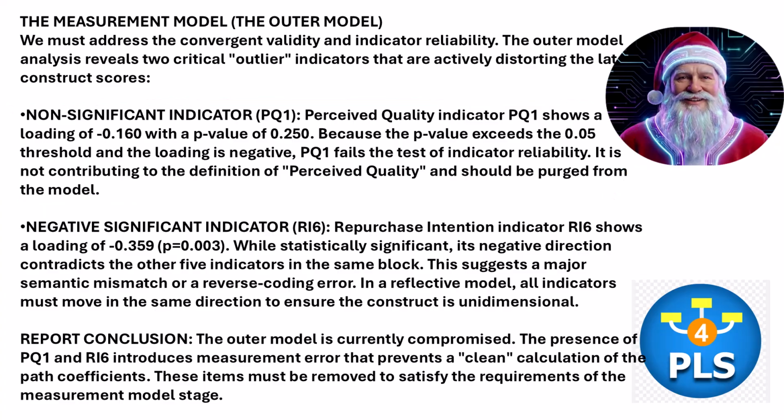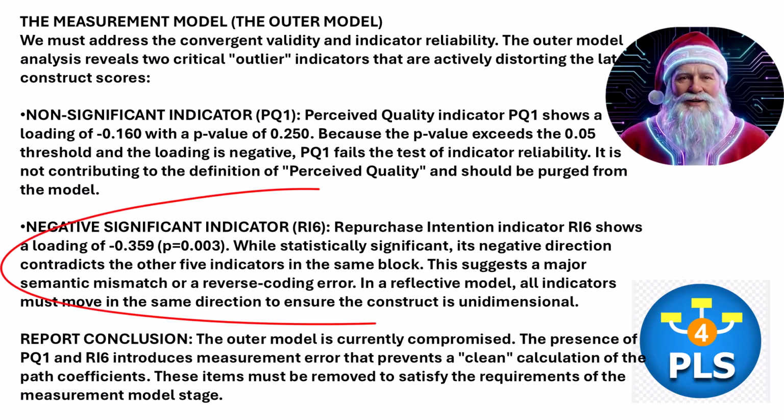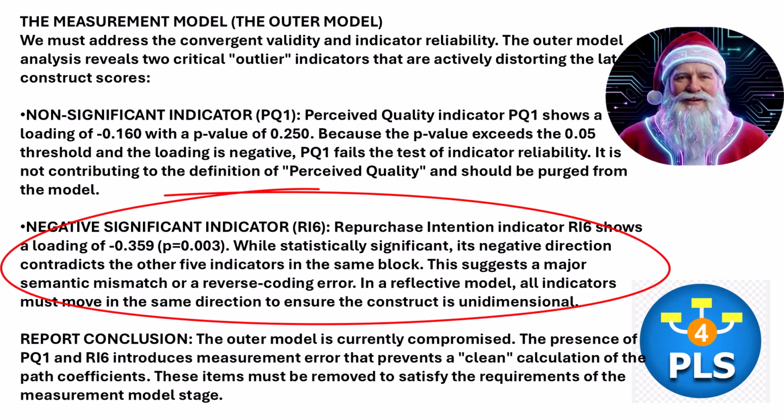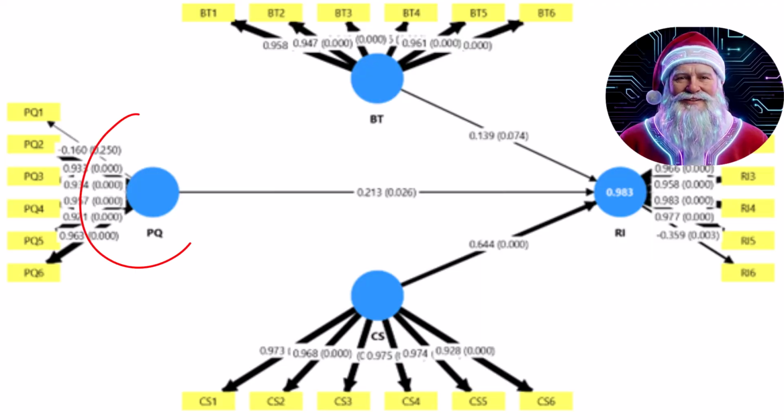Then we have RI6 over in the repurchase intention block. Even though it's statistically significant, it has a negative loading of -0.359. How can one question go in the opposite direction of all the others in the same group? That's a huge red flag for a semantic mismatch or a coding error. Because these two are hanging around, our whole measurement model is compromised, and we just can't get a clean look at our paths until we purge them from the system.